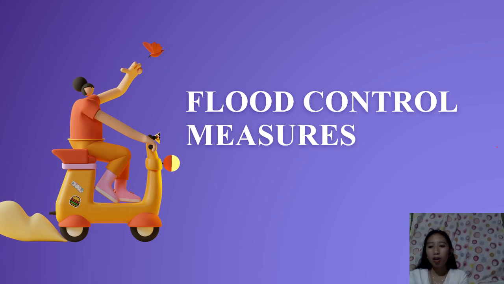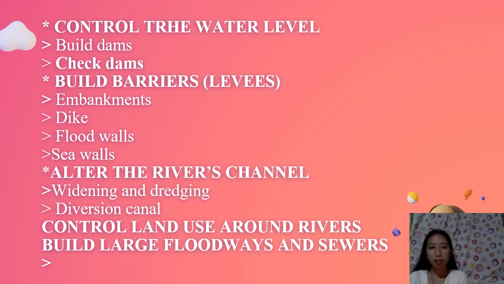Flood control measures. So, control the water level. Kailangan, para makontrol natin yung water level, kailangan nating mag-build ng dams or i-check natin lagi yung dams, especially kapag tag-init. Build barriers. So, kailangan, ang isang lugar ay merong dike or flood walls. Meron din kailangan sila na seawalls at embankments.